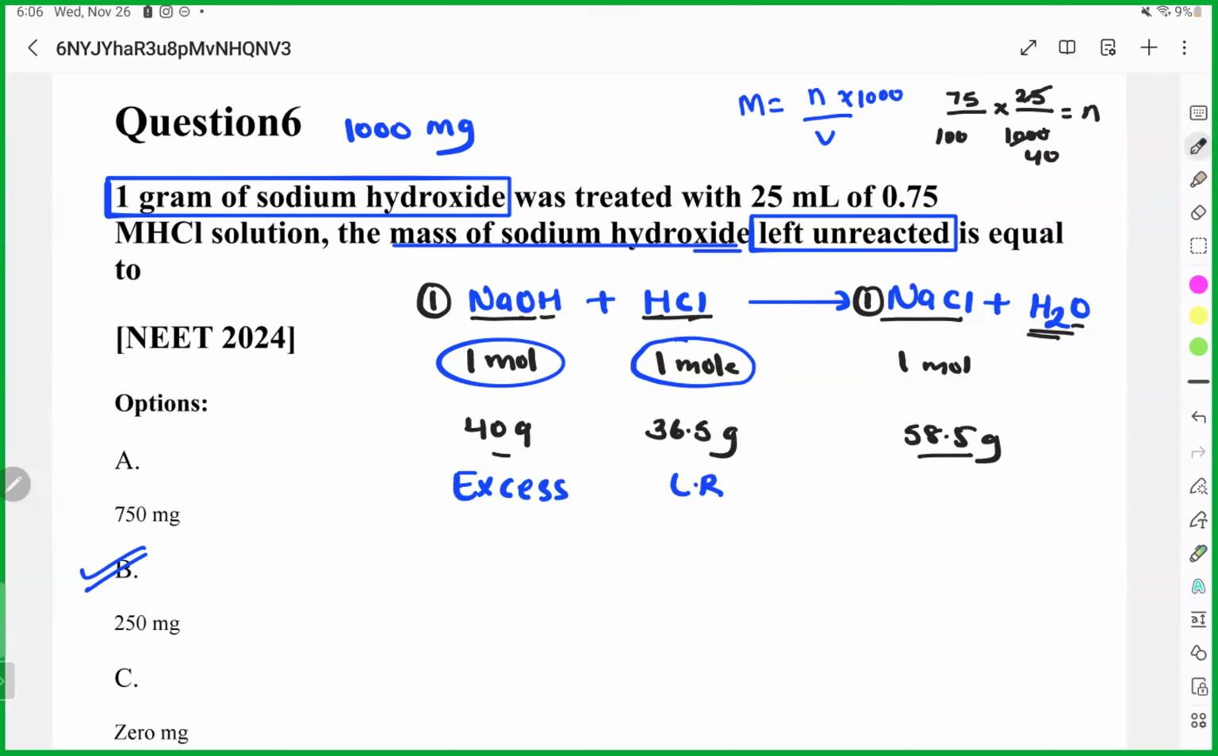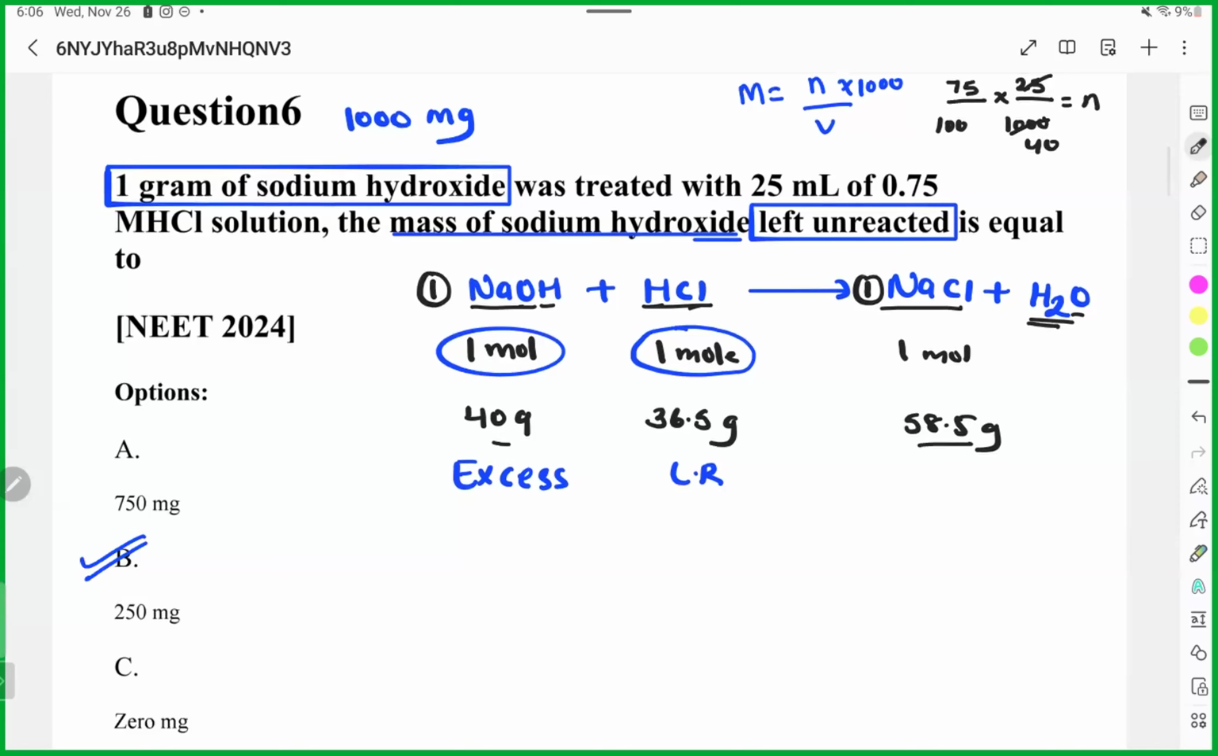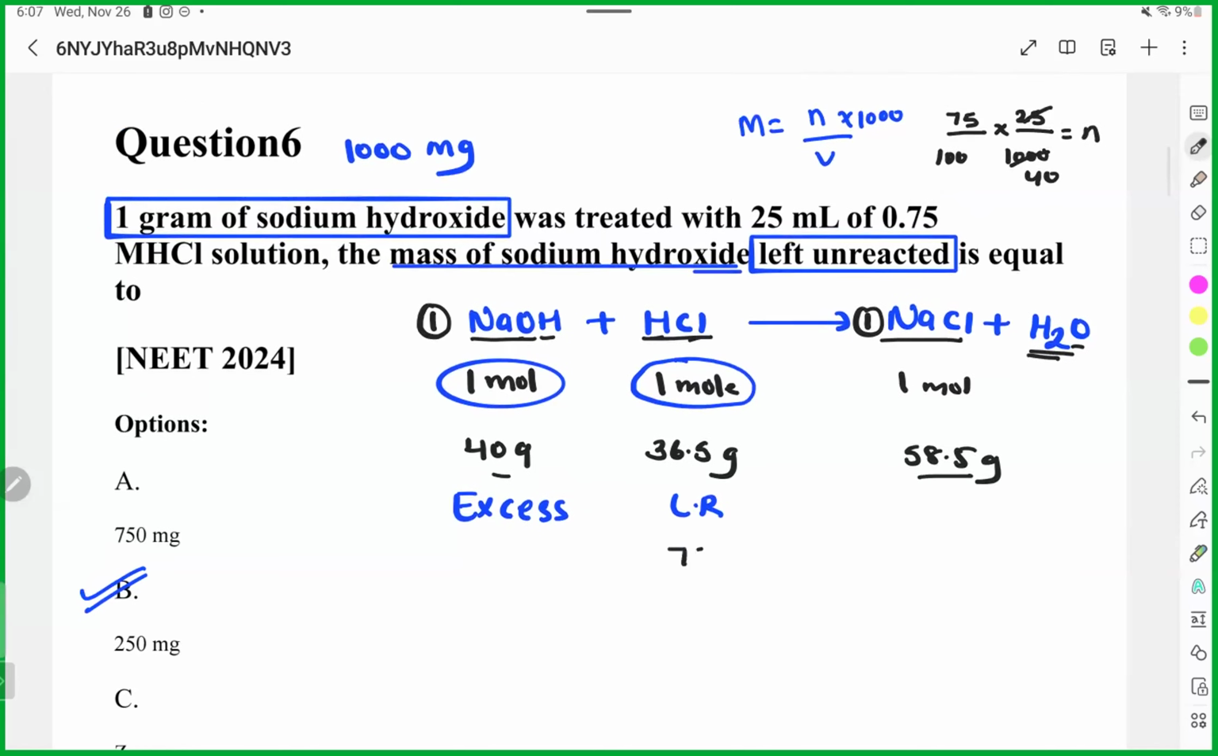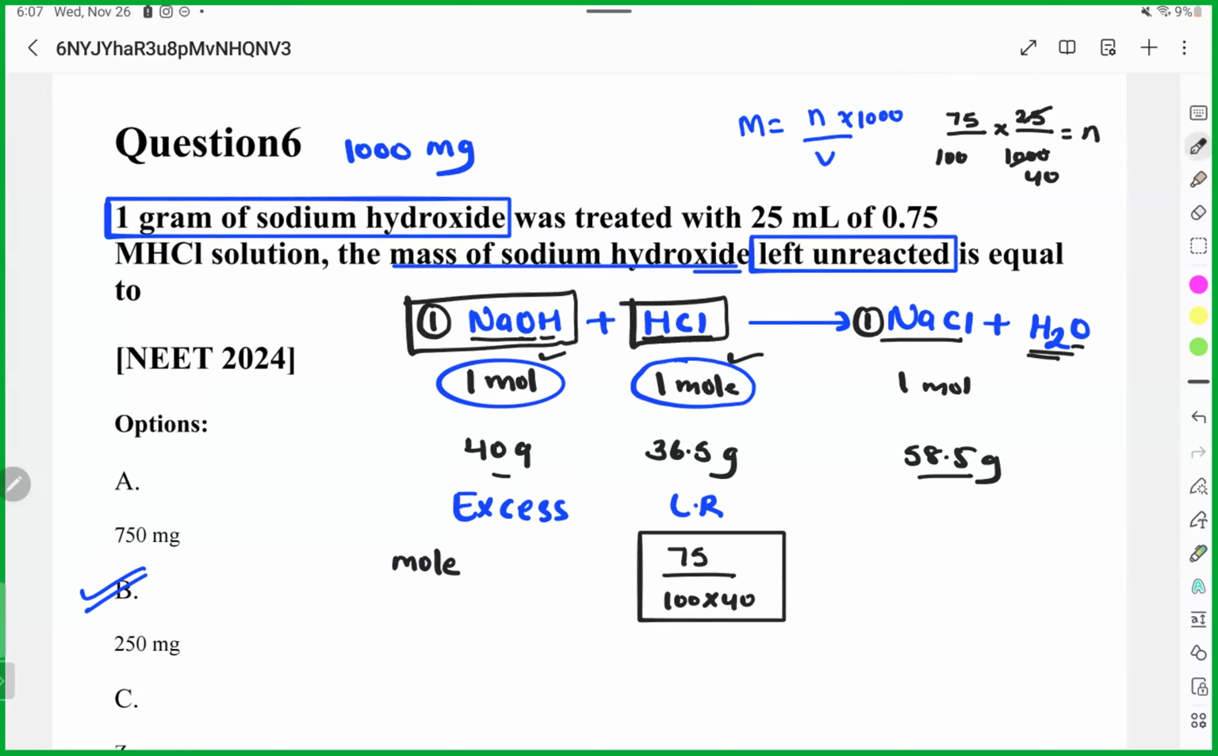No, sir. So we know the number of moles of HCl is 75 divided by 4000, correct? Yes, sir. So how many moles of NaOH will react with HCl? Same number of moles. Because if it is 1, HCl is also 1. So what is the number of moles that react with the HCl? Same number of moles. How do we know that? Because 1 mole of NaOH reacts with 1 mole of HCl. Both moles should be exactly the same. Understood?